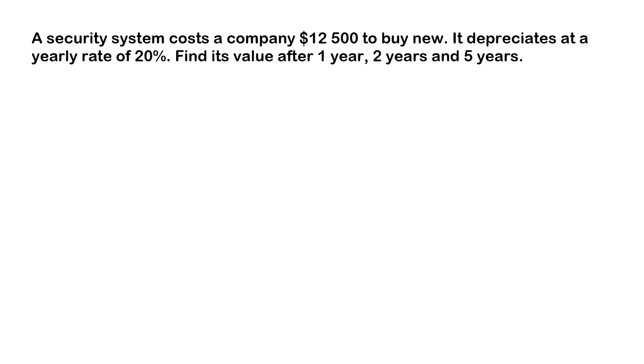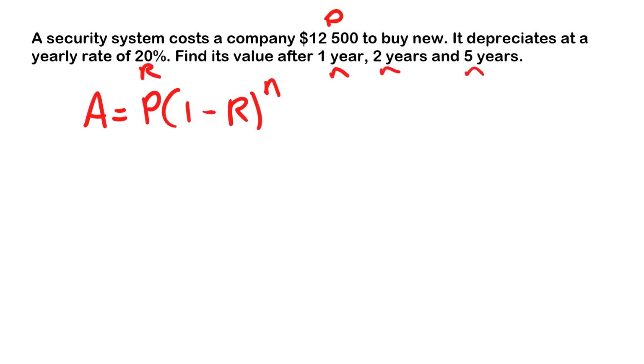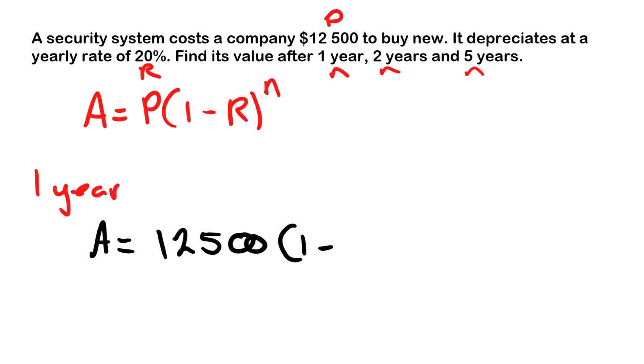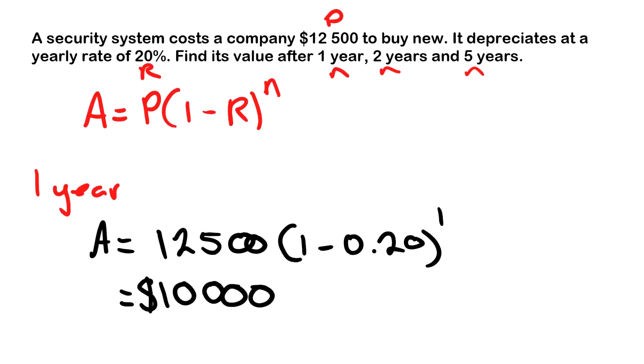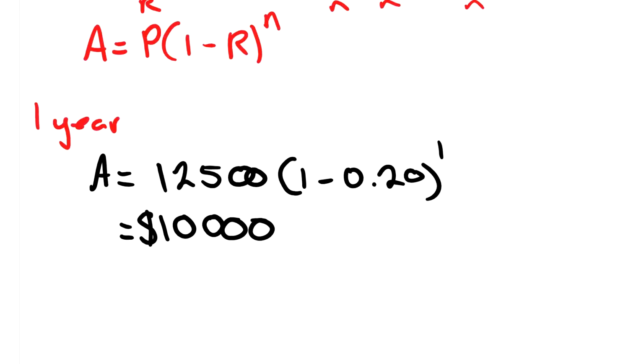Now here we have another problem. We'll write out the formula. So here's our P, here's our rate. This time we have several N's and we're going to do one at a time. So for 1 year, the formula will be 12,500, 1 take away 0.20 to the power of 1. So after 1 year, the security system is worth 10,000.